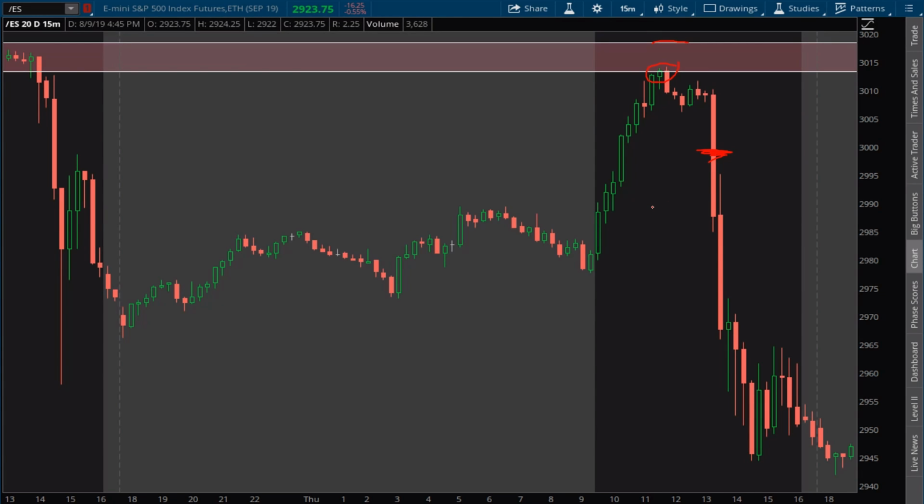I just like actively monitoring the zones. I like seeing a rejection. I like seeing the bounce. It just helps me with my confirmation.